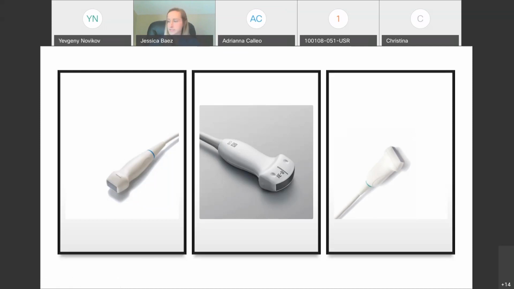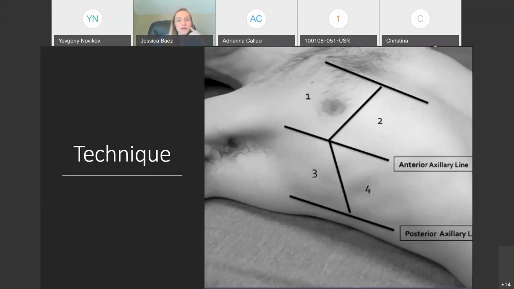In terms of the technique for scanning, there are a lot of different algorithms that have been proposed as to how specifically you should perform this and what lung zones you should look in, how many rib spaces, and things like that. The take home from all of it is that the more rib spaces you scan, the more you're going to increase your sensitivity overall, because you're probably going to catch some of those smaller consolidations.